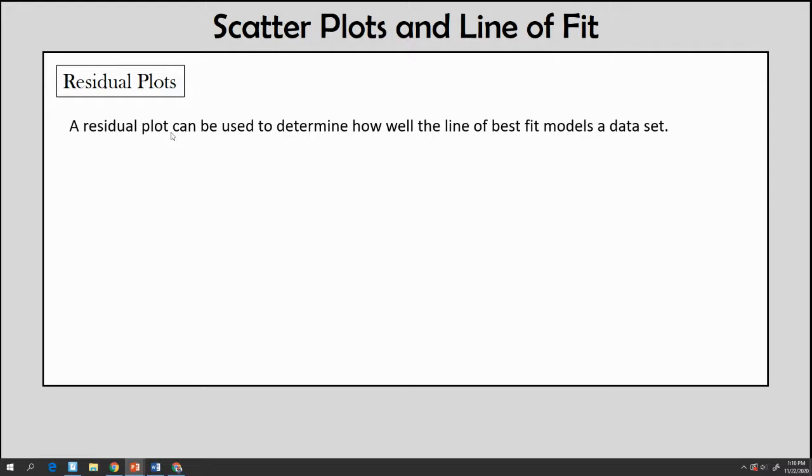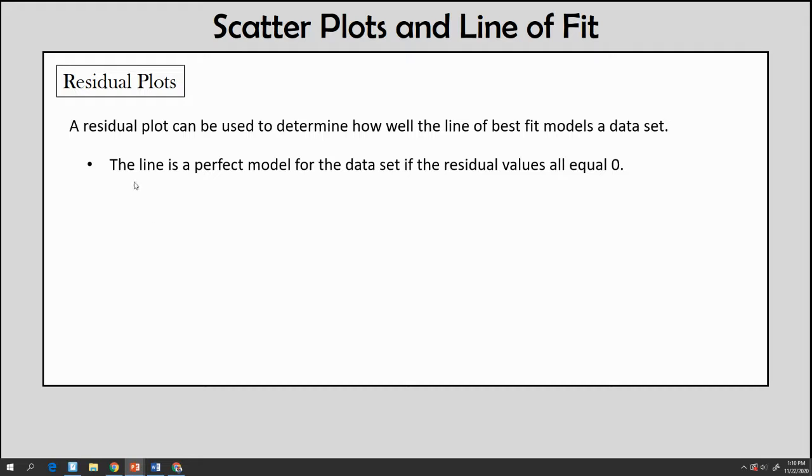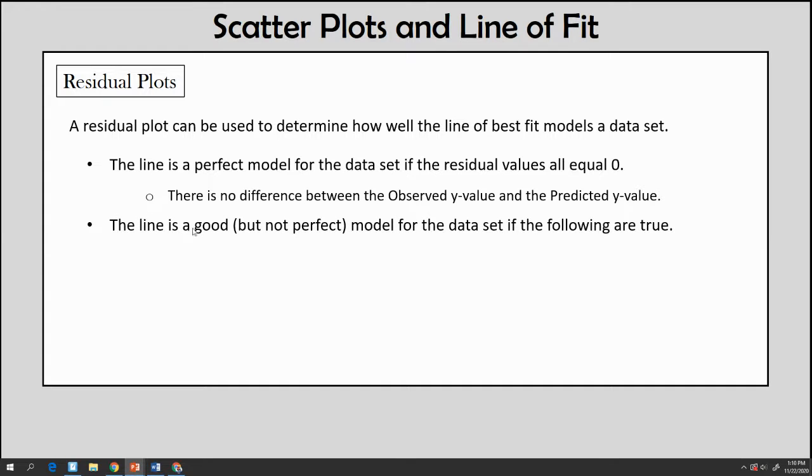If you talk about a residual plot of data, you're looking at how well your line of fit fits the data. You can have a perfect model for a set of data, and that's if all the residual values are zero. In other words, there's no difference between the observed values and the predicted values. They're all the same. They're right on the money. Okay. You get a good but not perfect model if the following things are true.